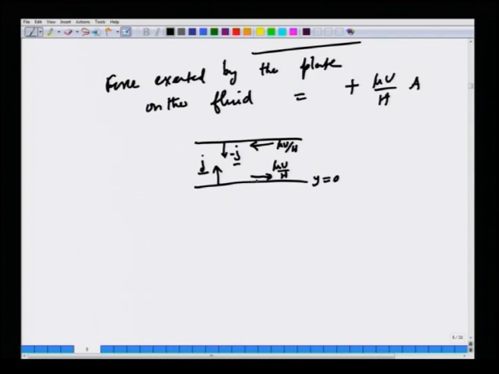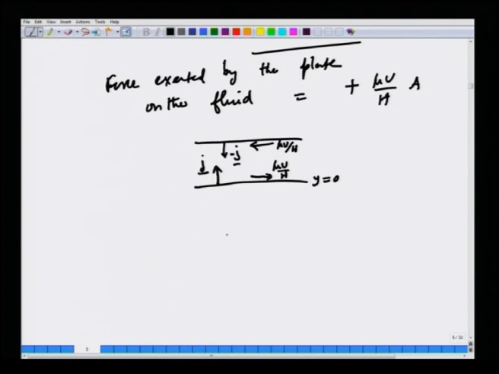So, the force exerted by the fluid on the bottom plate is in the plus x direction, which is mu u divided by h, whereas the stress on the top plate will be in the minus x direction. That is because the unit normal to the top plate is in the minus y direction, whereas the unit normal to the bottom plate is in the plus j direction.